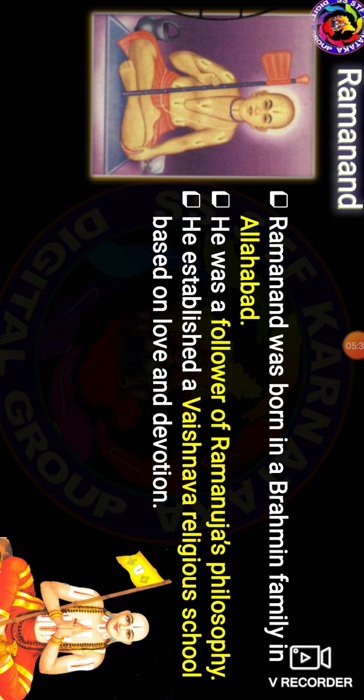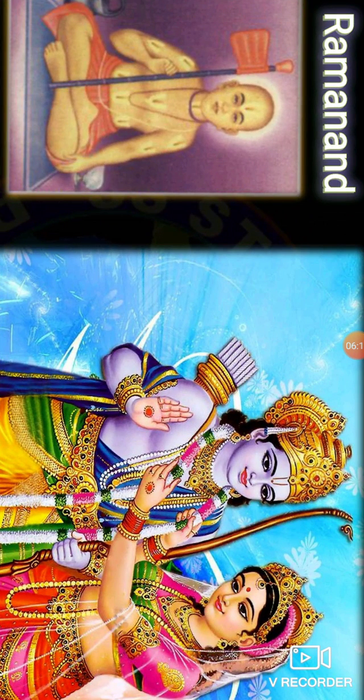And the first one, Ramanand. Ramanand was also one of the famous saints. He was born in a Brahmin family in Allahabad. He was a follower of Ramanuja's philosophy, and he established the Vaishnava religious school based on love and devotion. Ramanand traveled to several places in North India and popularized the worship of Rama and Sita. Varanasi was the center of his activities. He condemned the caste system and allowed people from every caste to join his sect.